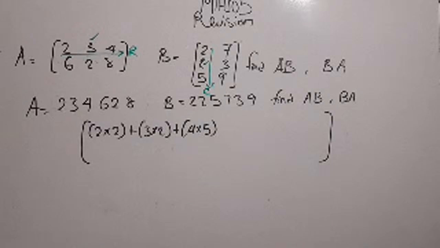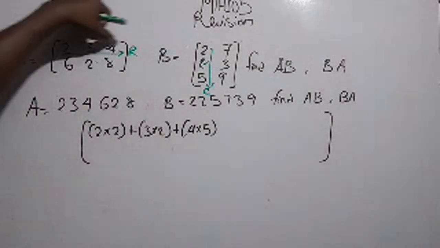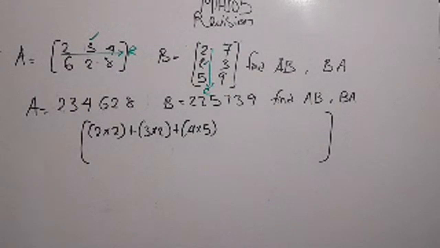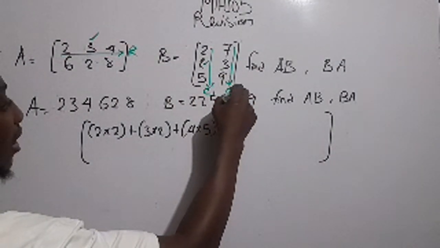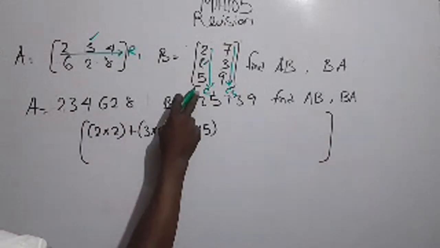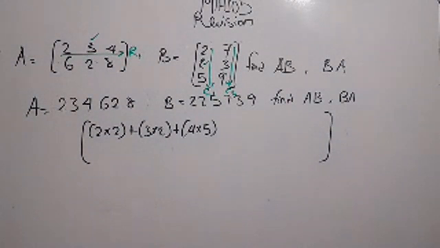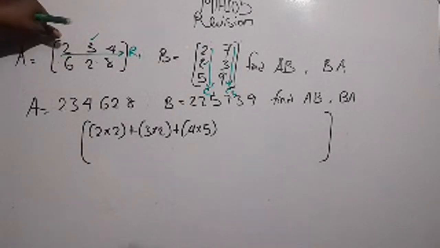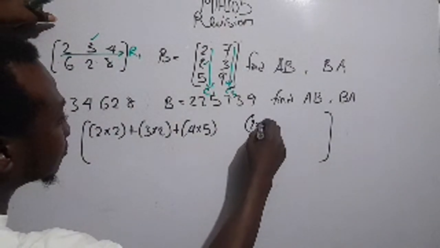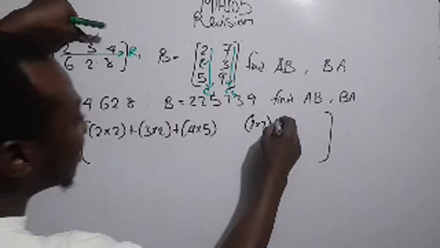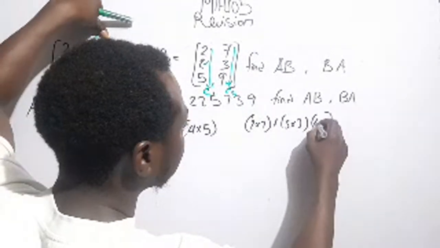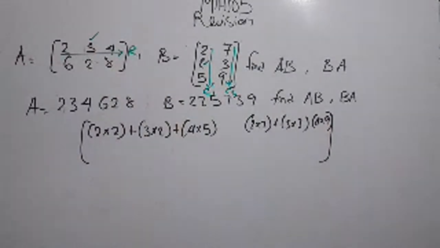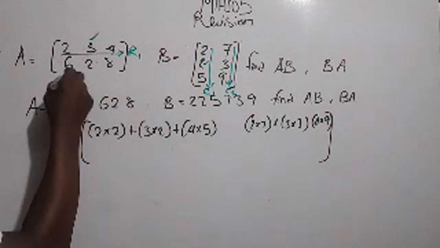But it doesn't end there. We are still going to use this same rule to multiply this same column. Are we on the same page? This row 1 is going to multiply column 1, column 2. So for the second column now, we have this 2 multiplied by that 7, this 3 multiplied by this 3, this 4 multiplied by this 9. Then we have that. Then we are going to repeat the same thing.